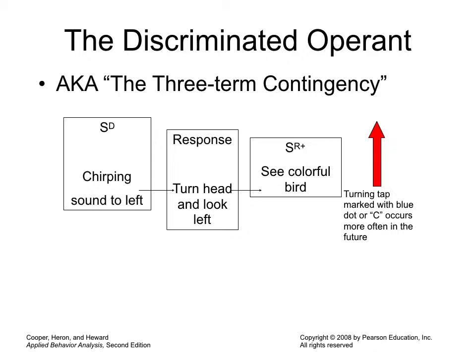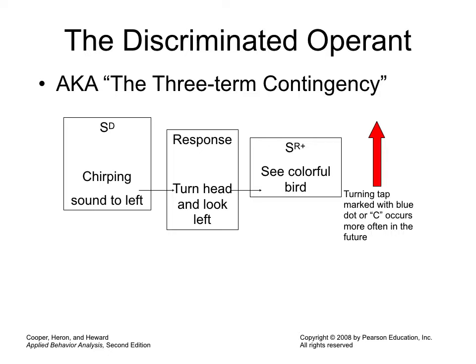So when we consider S D in this situation, the two-term contingency for reinforcement, R and S R plus, is transformed into the three-term contingency: S D, R, and S R plus. So a response R emitted in the presence of S D is followed closely in time by a stimulus change, S R plus, and results in an increased frequency of similar responses in the near future when S D is present, right?